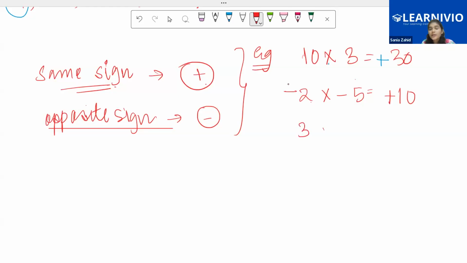3 multiplied with minus 7. So what is 3 multiplied with 7? 21. Okay. And what do you have? Is it same sign or opposite sign? 3 and 7, opposite signs. So when you have opposite signs, what do you put as your answer? Negative or positive? Negative.